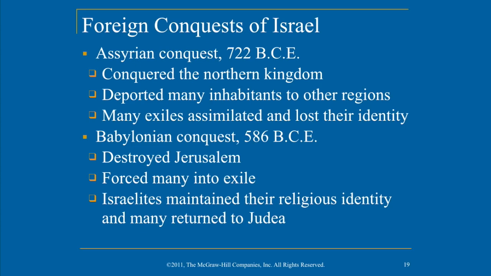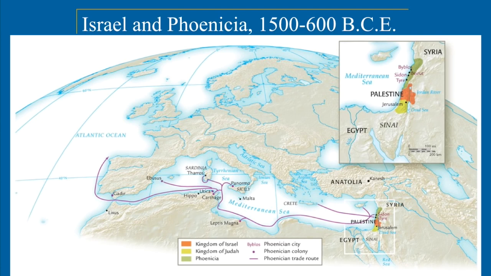The Israelites maintain their religious identity, and many return to Judea. That's pretty much the whole latter half of the Old Testament or the Jewish Bible, where people are returning, rebuilding, setting up Jerusalem and Judea all over again to try and make it a place where people can live, especially their people. Here's Israel and Phoenicia.